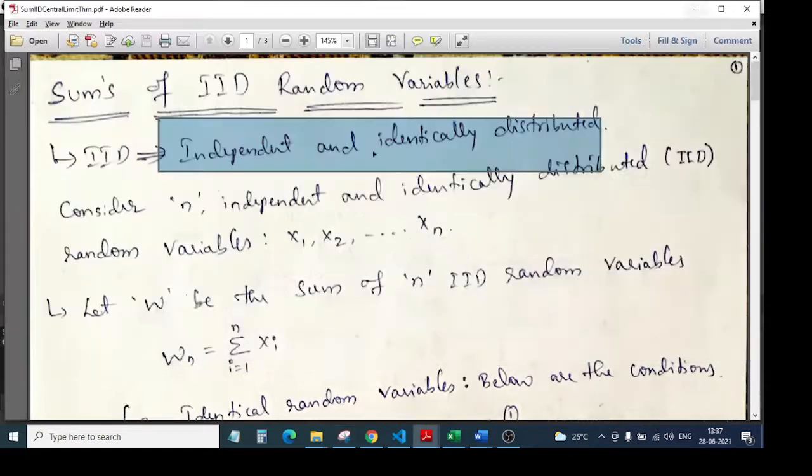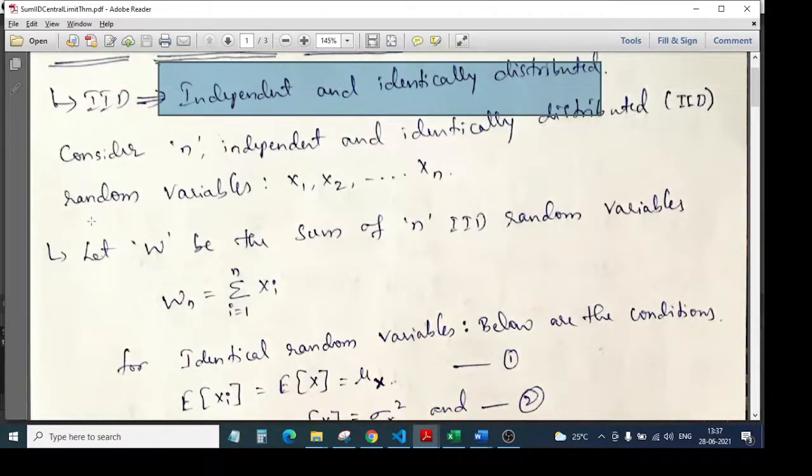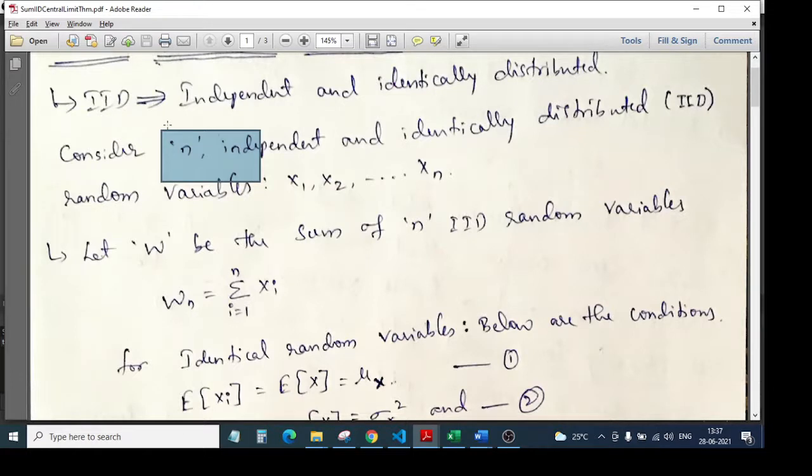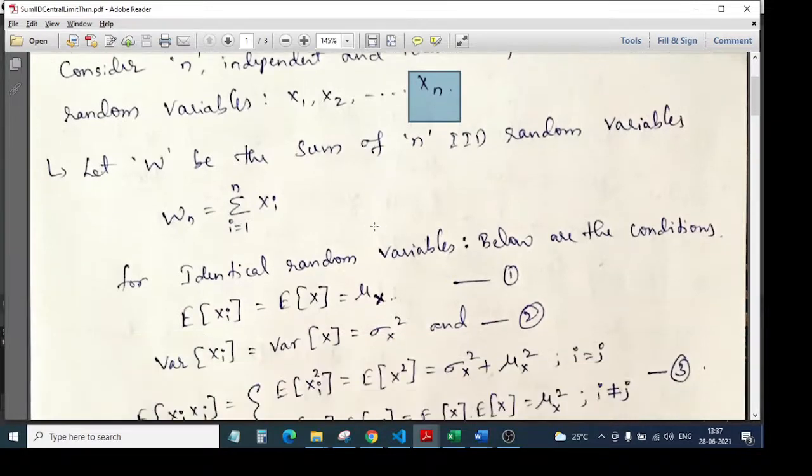Fine. Moving ahead, let us say we have n independent and identically distributed random variables. In short, henceforth I will just call them n IID random variables, denoted by X1, X2, up till Xn. Now let us consider that W is the sum of these n IID random variables. That means it is represented by the summation of i equals 1 to n of Xi. What is Xi? It is X1 plus X2 plus X3 and so on.